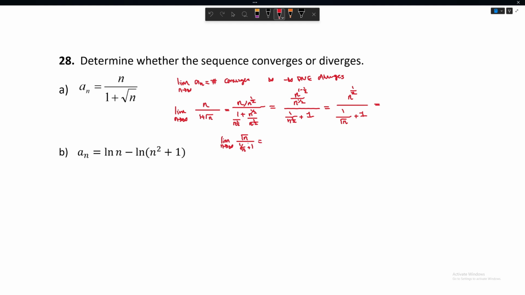Where does this go? Now, what I'll do is I'm going to go to my calculator. I'm going to do 1 divided by root n, and then let's say I'm going to put 10.